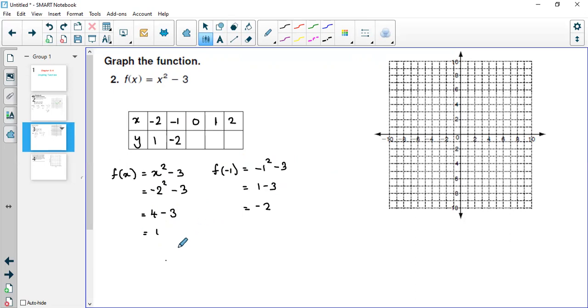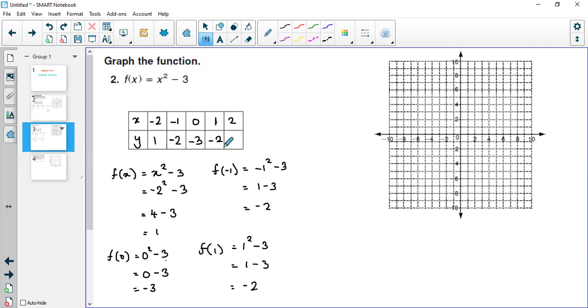For the next one, we have 0. So the function of 0 is going to be 0 squared minus 3. 0 minus 3 would give you a negative 3. This is going to be negative 3. Then again, f of 1, that's the function of 1, is going to be 1 squared minus 3. So 1 minus 3 is going to give you a negative 2.